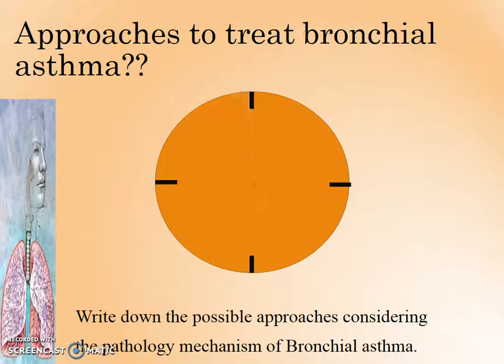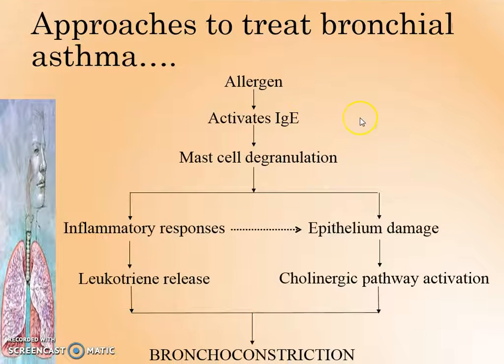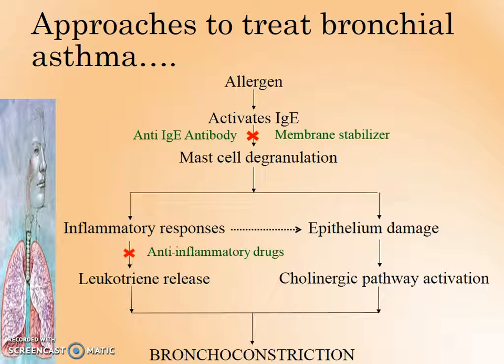Alright, so probably you must have already thought about these different mechanisms. So let us see what the approaches are. As we know, activation of IgE takes place, so we can have drugs which can block this. So we have anti-IgE antibodies which can be given. Then again we know mast cell degranulation is taking place, so we can give membrane stabilizers. We know there is an inflammatory response, so we can have drugs which stop that. So anti-inflammatory drugs can be introduced.